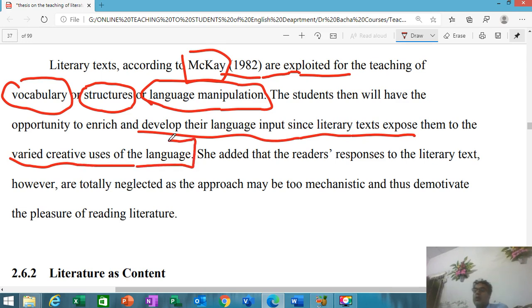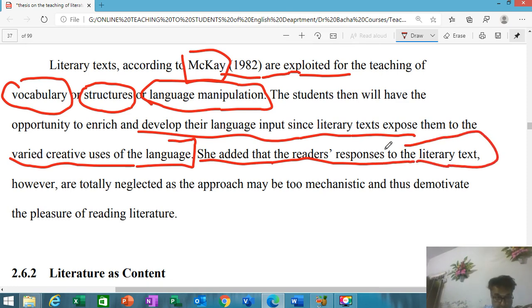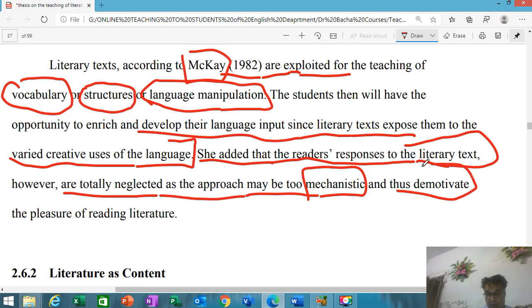So when such texts are brought to the classroom, you are trying to make your students more innovative. You are trying to give them more opportunity for various uses of language. And further, Mackay added that the reader's responses to the literary text are also recorded but are totally neglected. His approach may be too mechanistic and thus demotivate the pleasure of reading literature.